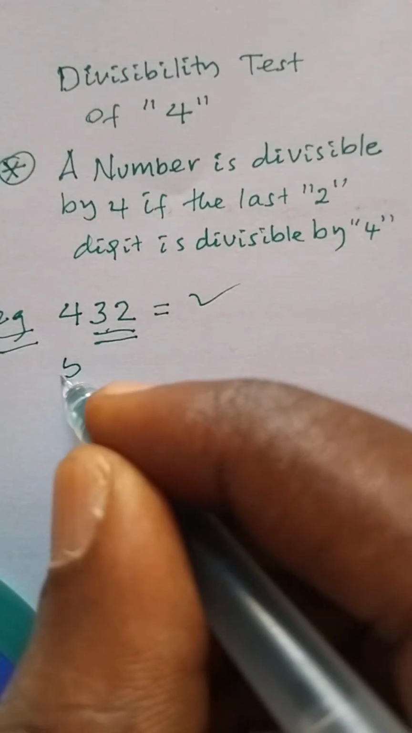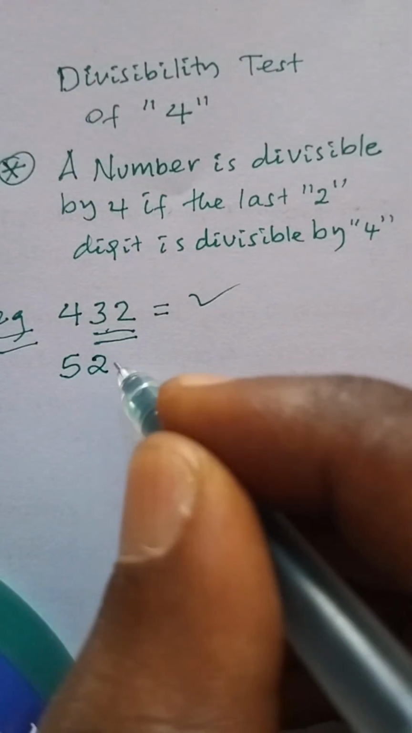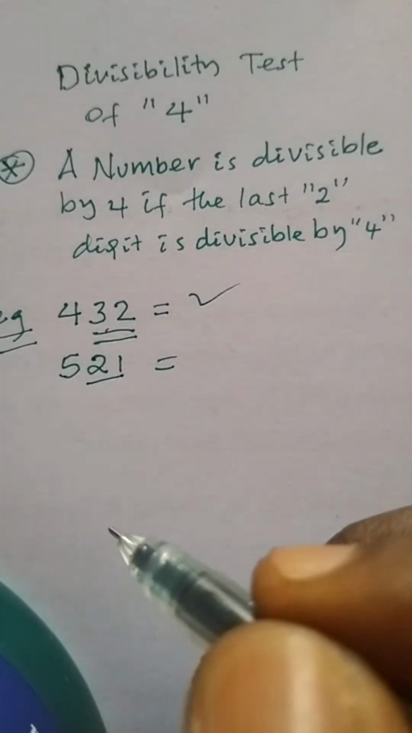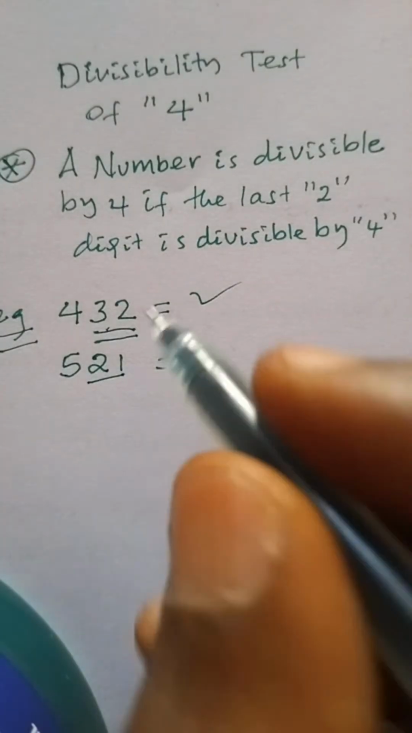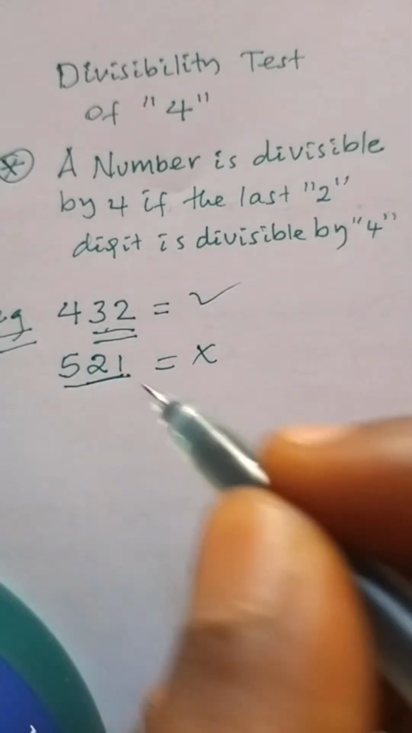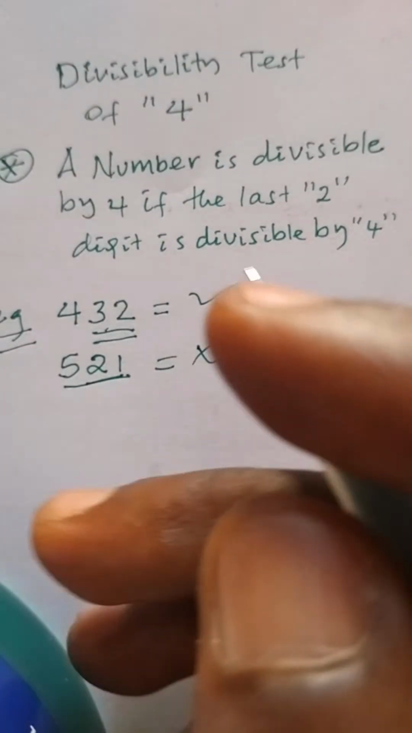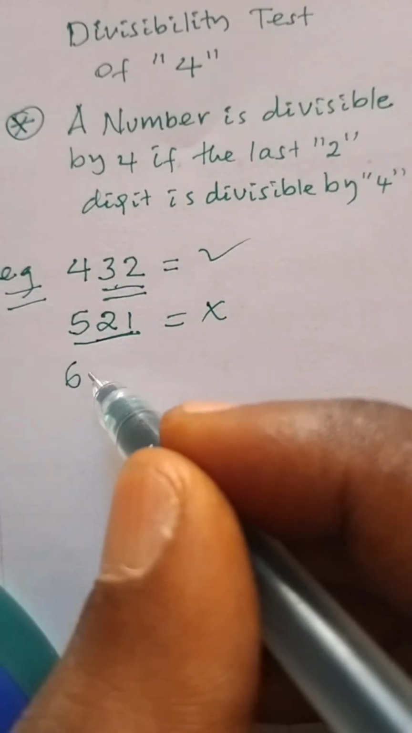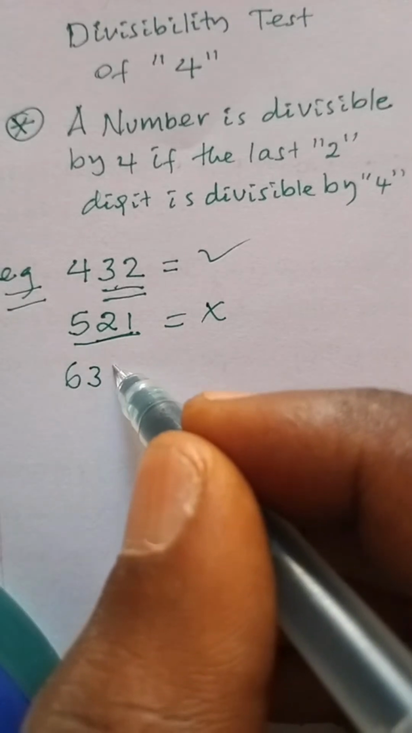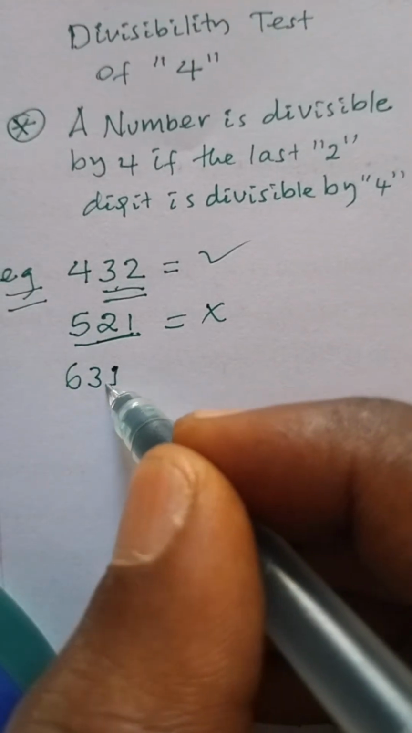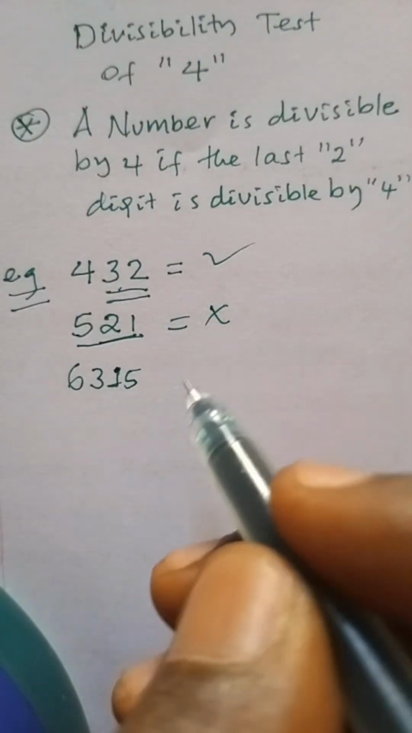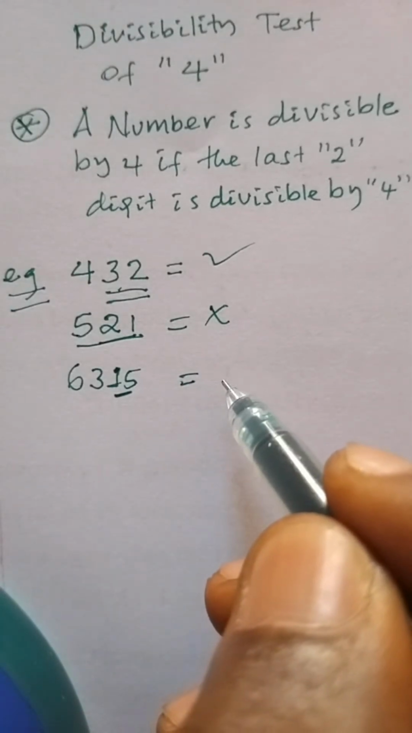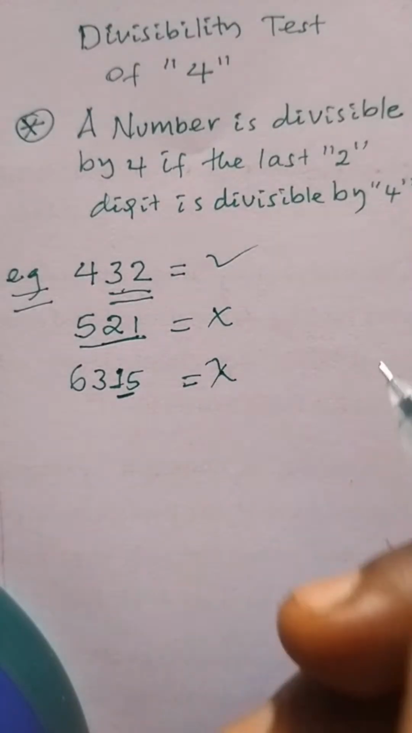Let's take another example. 521. We look at 21. Is 21 divisible by 4 or not? It is not divisible by 4. So the whole number 521 is not divisible by 4. Okay, let's take another example. Let's say 6,315. We look at the last two digits. The last two digits are 15. Is 15 divisible by 4? No, it is not divisible by 4.